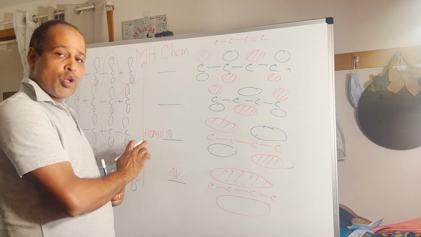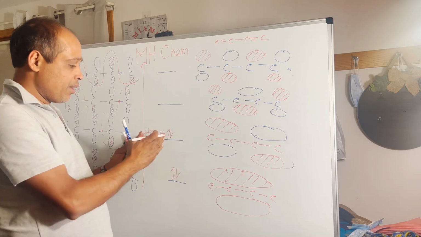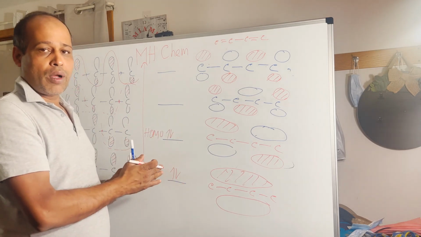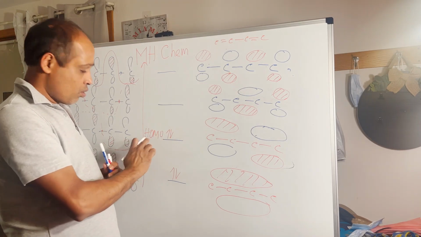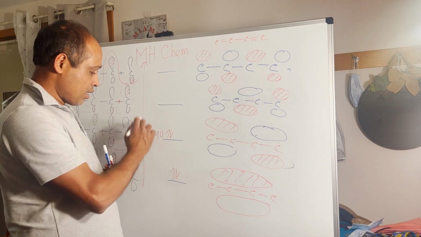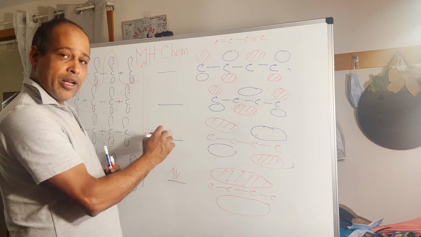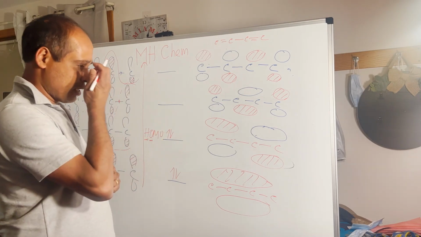Okay? Highest occupied doesn't mean that it will be occupied by all 4 electrons. No. Highest means energetically higher. O means occupied, highest energetically. Occupied means by electron, molecular orbital.